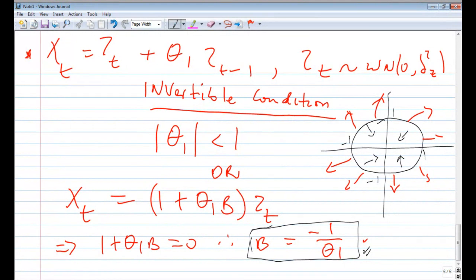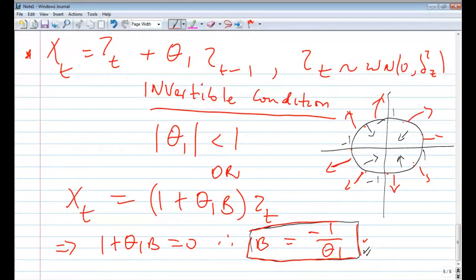And again, if it's on the circle, somewhere there, it's on the circle, therefore the process is not what? It's not invertible. For the process to be invertible, the value of B, this one, must be totally outside a unit circle. If it's inside or on the circle, therefore the process Xt is not invertible. I think it's clear, isn't it?